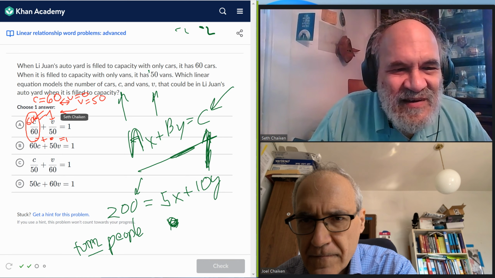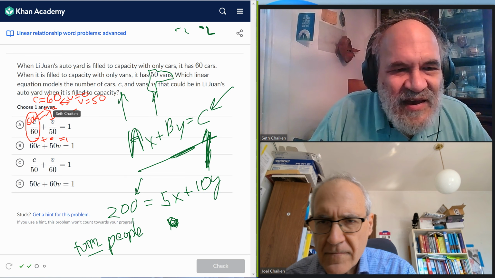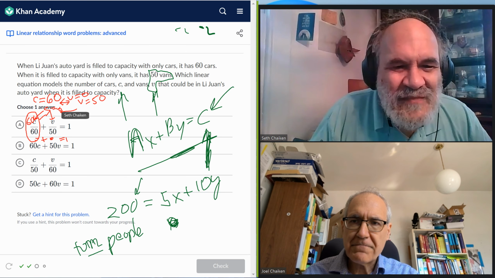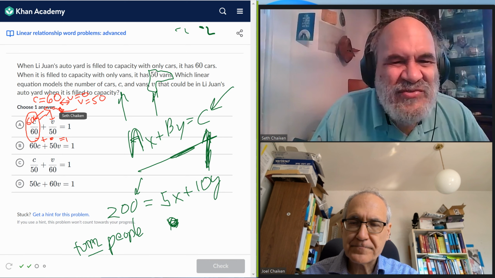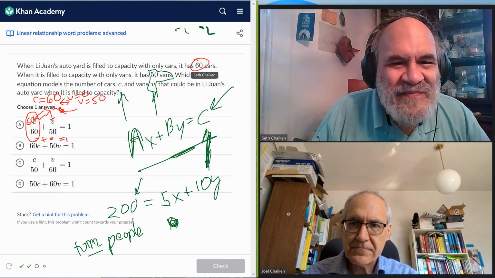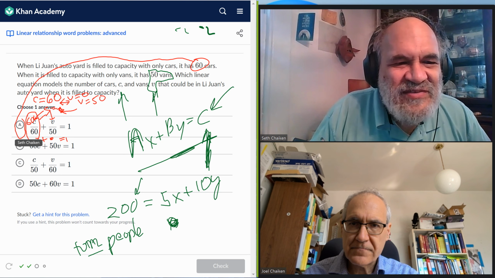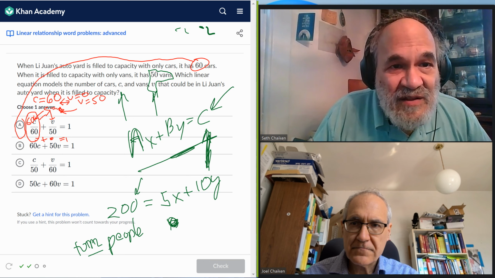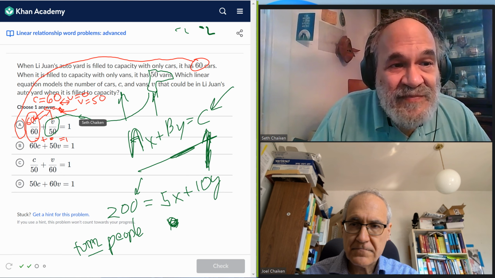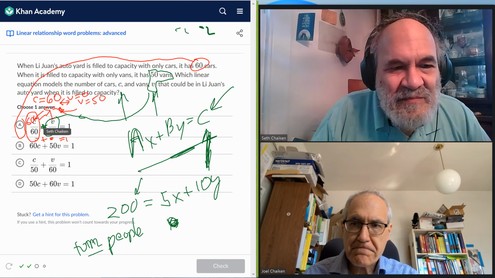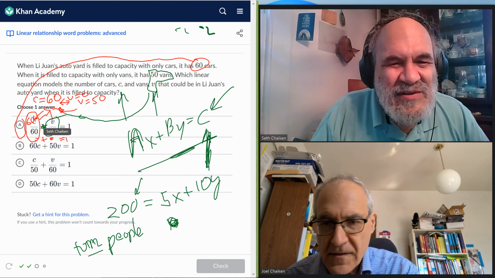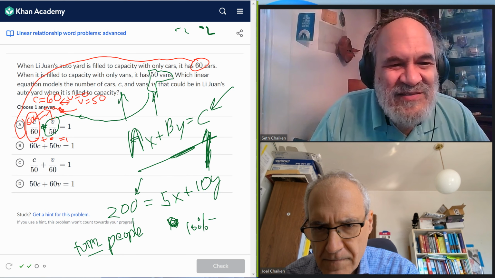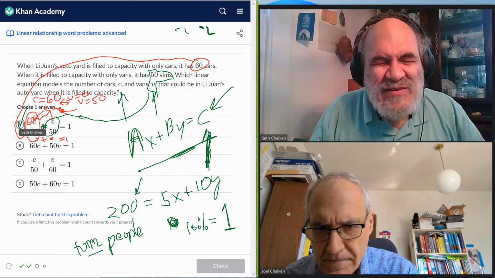then C has to be 0. So seeing the 60 here and the C over 60 here, and the 50 there and the V over 50 here, added together equals 100% of the capacity. That leads the eye to realize that A is the answer. And the solution is done.